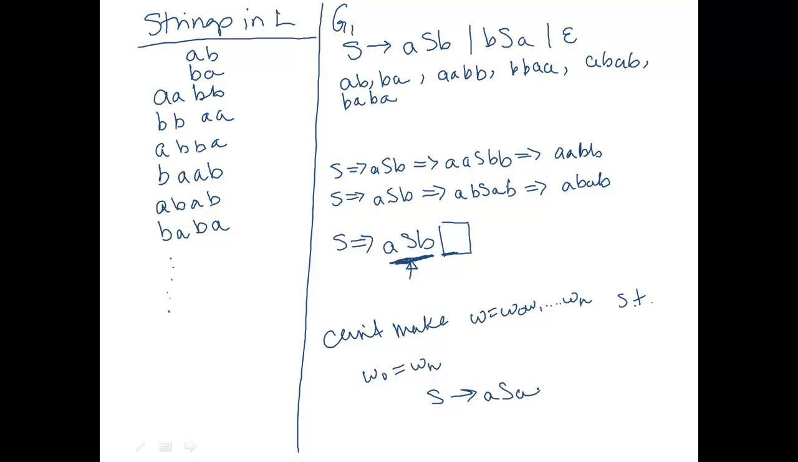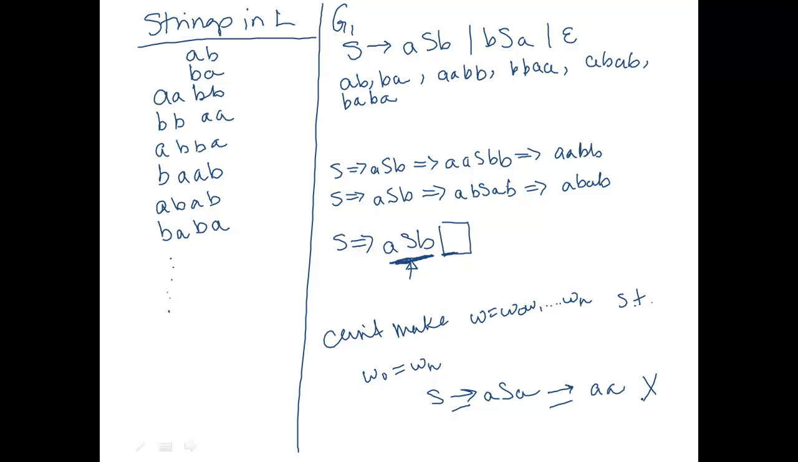I would get some strings where the first and the last symbol are both A's, but I violate the property that the number of A's and B's are the same. Because, for example, I could then take the rule epsilon, this is now a derivation, and make AA. Okay, and this is not in the language. So that's not a solution.